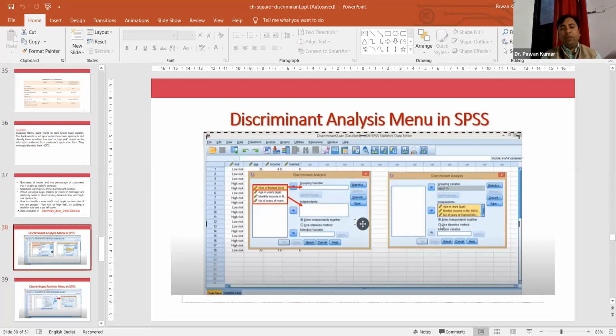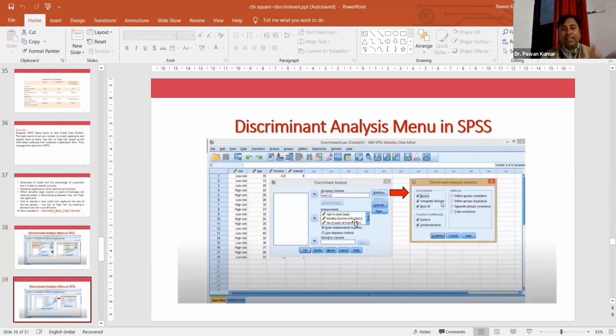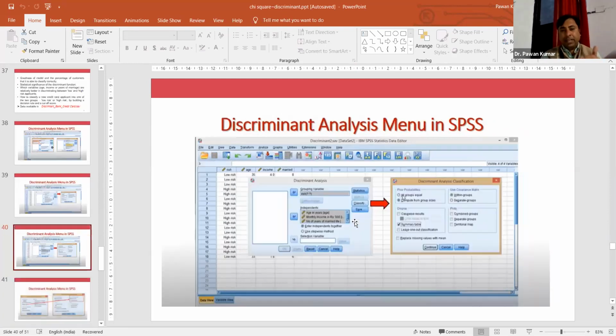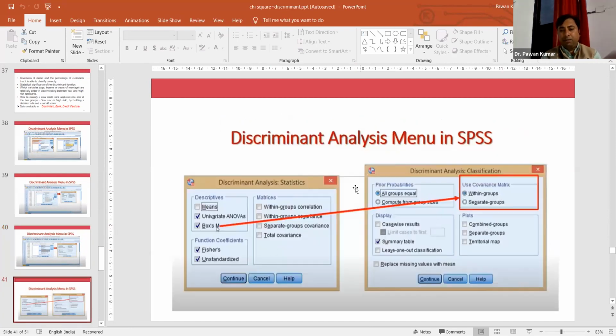So what I'm trying to make you understand here is that first of all you will open the SPSS and feed the data, do the data entry. After data entry, what will you do? You will go to analyze. In analyze you will find discriminant analysis, which I will show you in the SPSS, and then you will select the grouping variable and your independent variables, and then you will select the options. All these options you will choose.